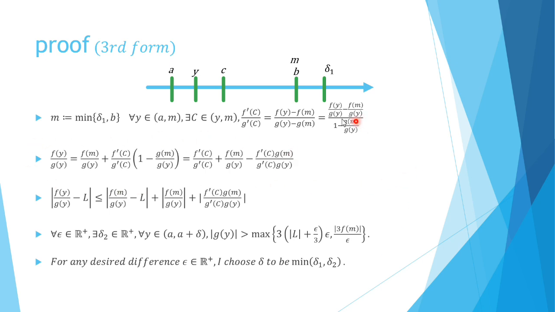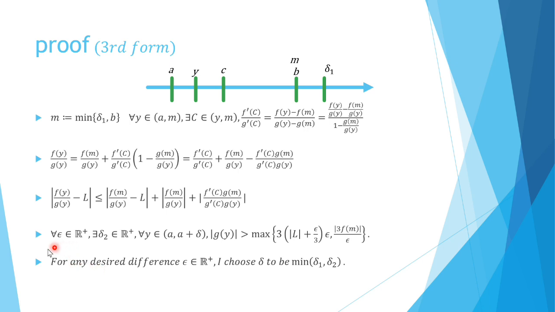This term won't be 0 because g prime of y is not 0 over the interval from a to b, and if the open interval from a to m is small enough, then g of y is always non-zero. So it allows this inference. Then the triangle inequality gives me this result.